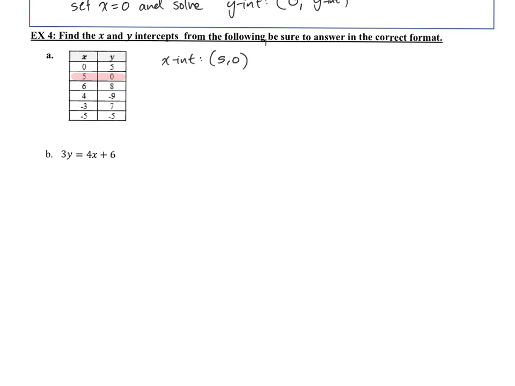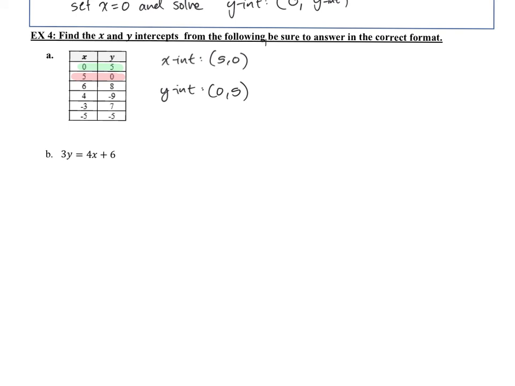Now go ahead and try to find the y-intercept. Well, the y-intercept, we want x to be 0. So in this column, where is x 0? Right there. So my y-intercept is that point right there, 0, 5. All right, that was pretty good.